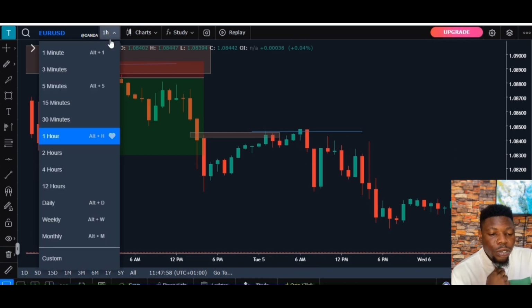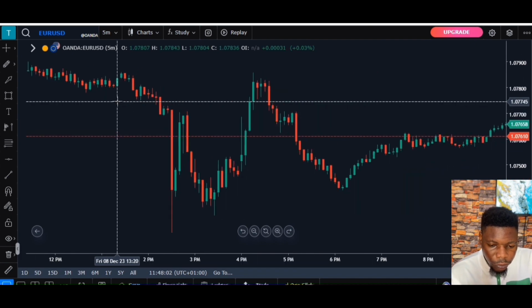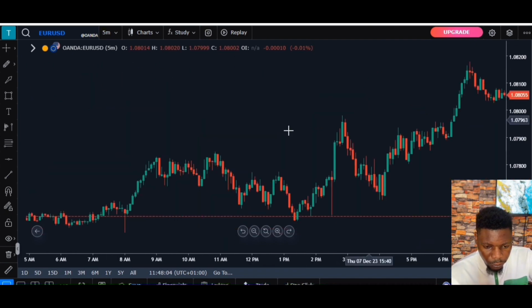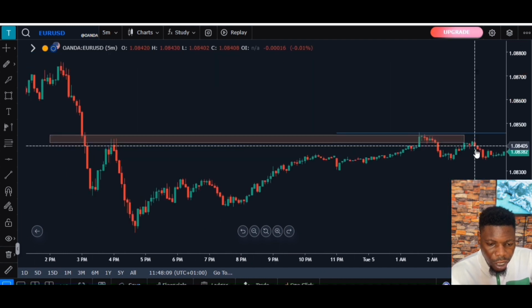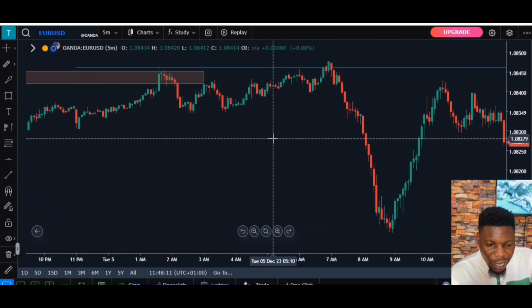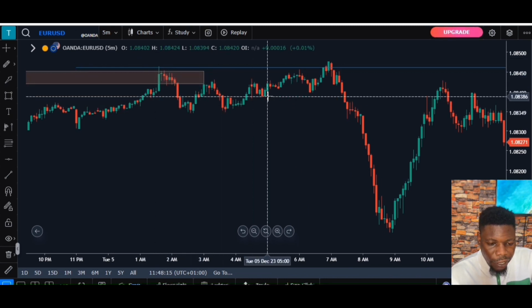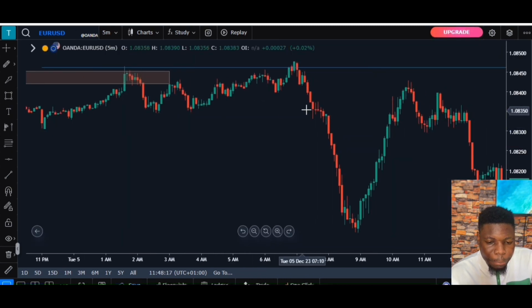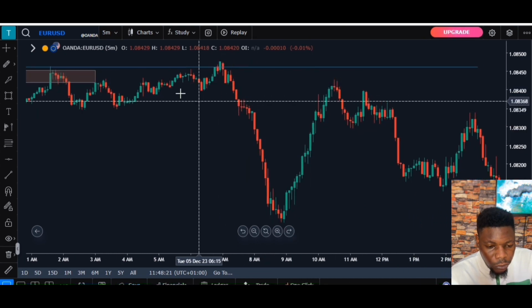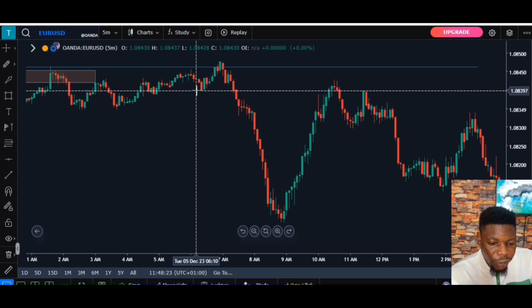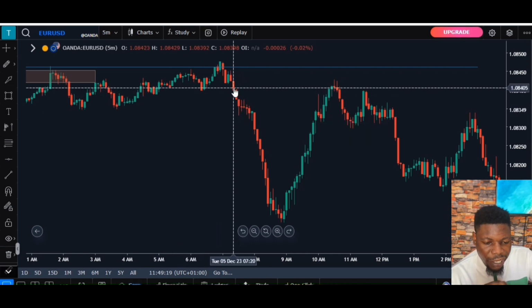So now we go on to the 5 minute to spot our entry. Yeah, so we can see they were taken out here because they put their stop loss here. And after they were taken out, what happened? We wait for the change of character. A change of character was created here.